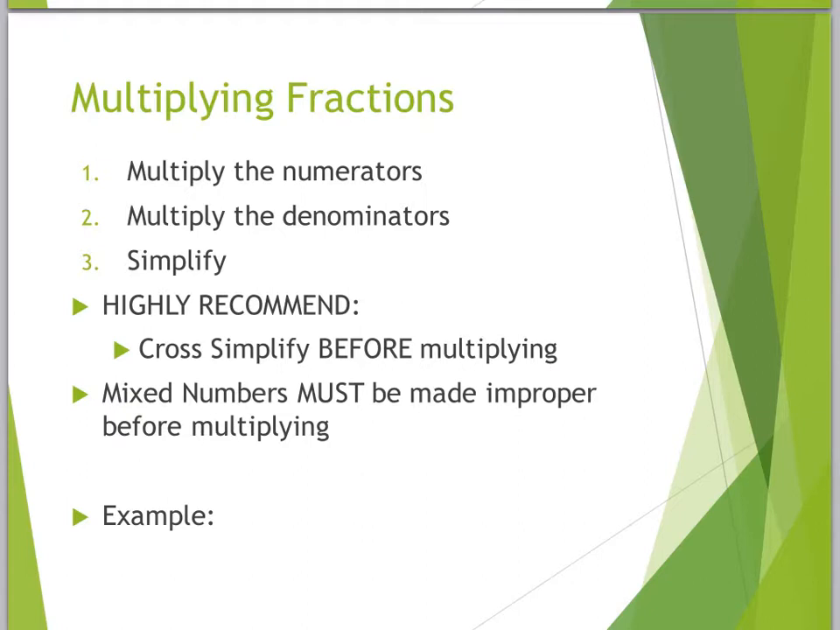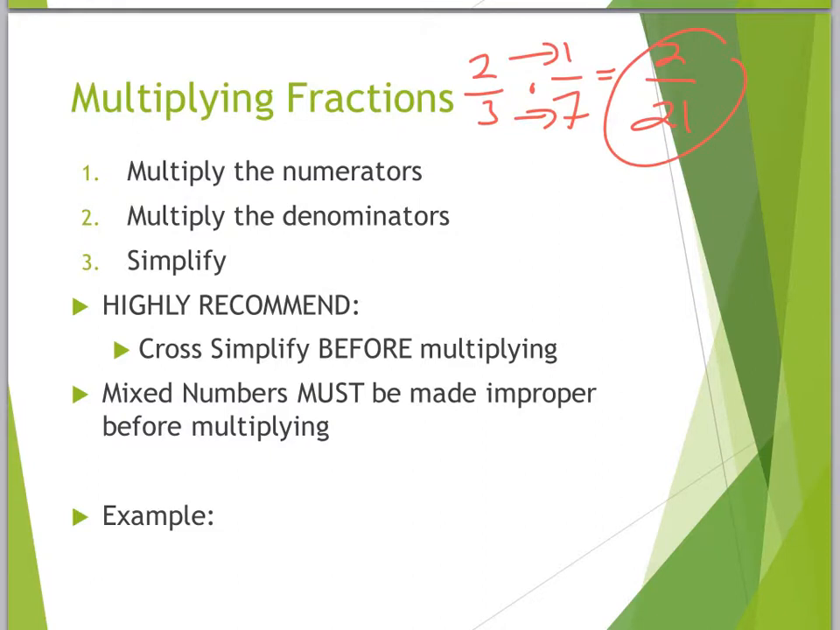So again, if I have 2 thirds times, let's say, 1/7. 2 times 1 is 2. 3 times 7 is 21. And that can't be reduced. 2/21.